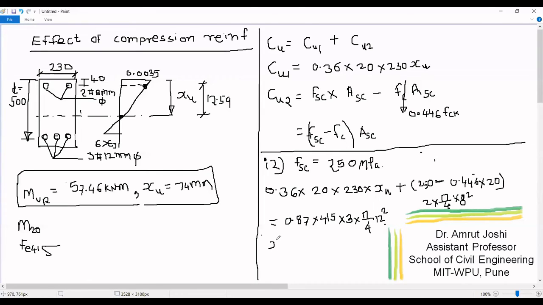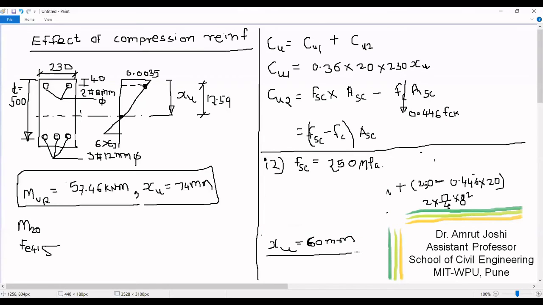So now XU turns out to be 60 mm. For this value of XU, let us find out the value of strain in steel on compression side.